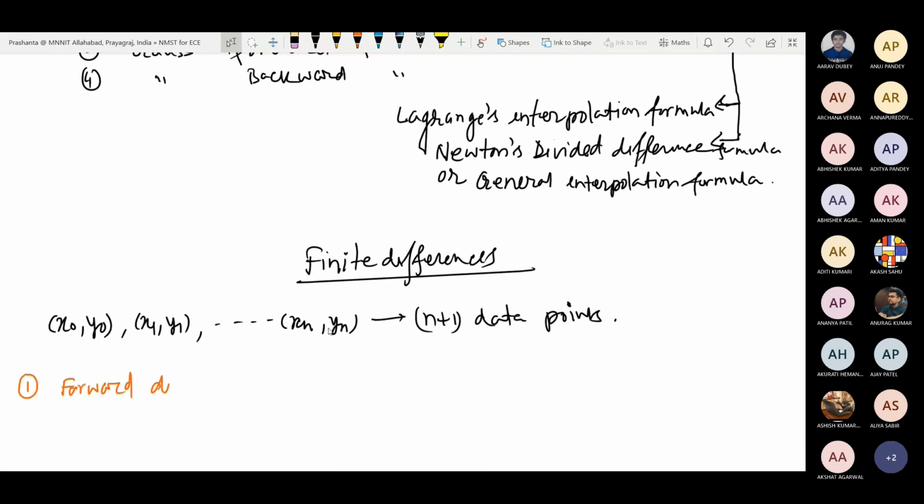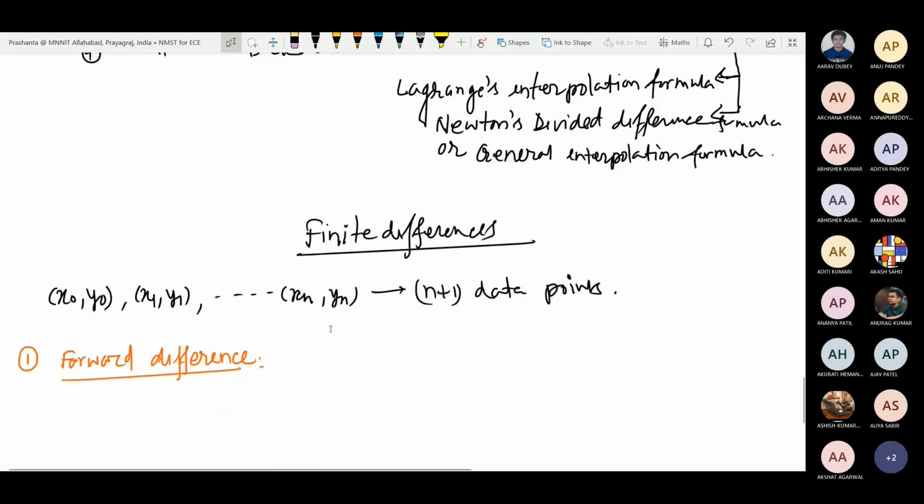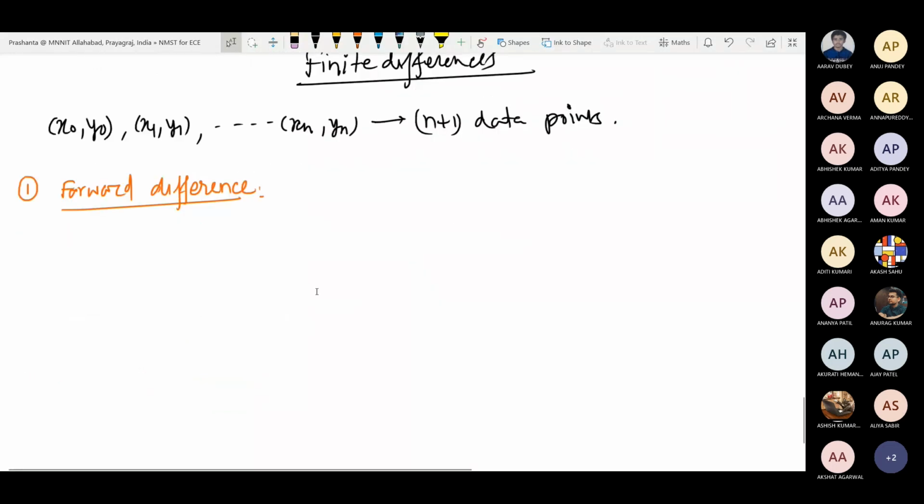So forward difference. This is an operator or a function, you can say. This is denoted by the symbol, this triangle, delta. Okay. So forward difference will be evaluated at the output values.